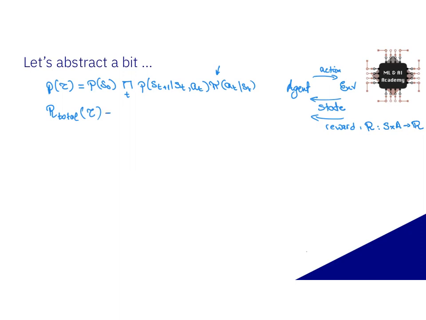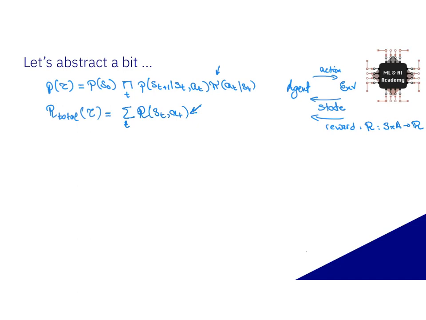Therefore, what we're going to do now is say that we have a function of these transitions in the trajectory, SA, SA, SA. We're going to sum them up, and that reward of s_t, a_t, summed over time, is going to be the total reward of that trajectory. So how good a trajectory the agent has taken is simply going to be the sum of the instantaneous rewards that the agent has achieved throughout its interactions with the environment.